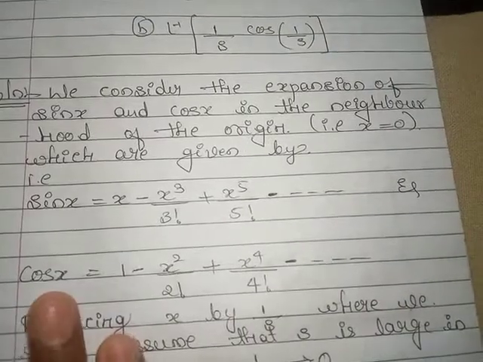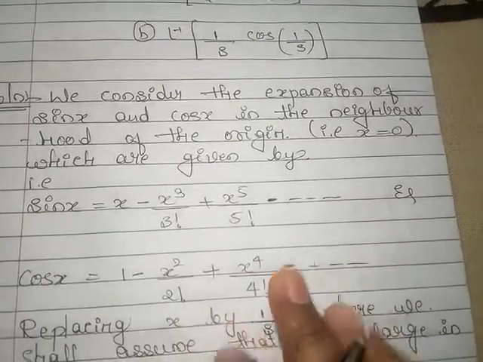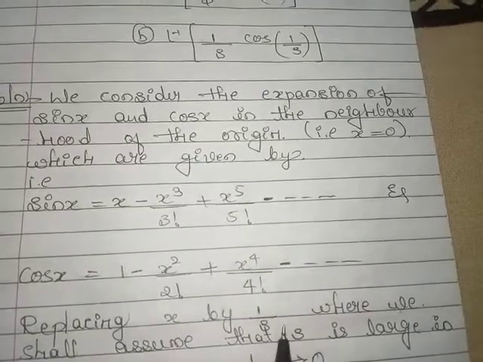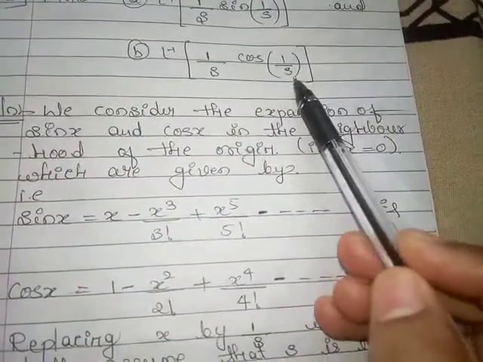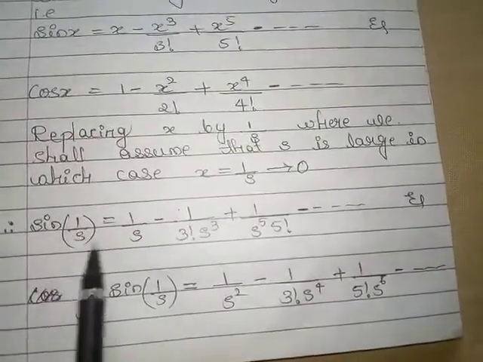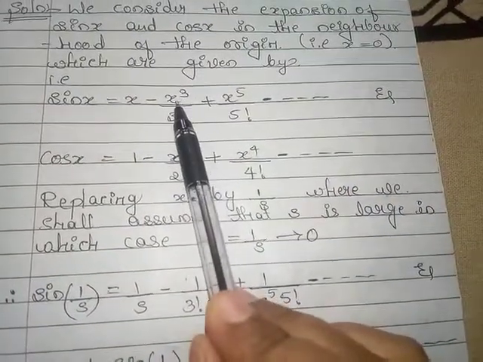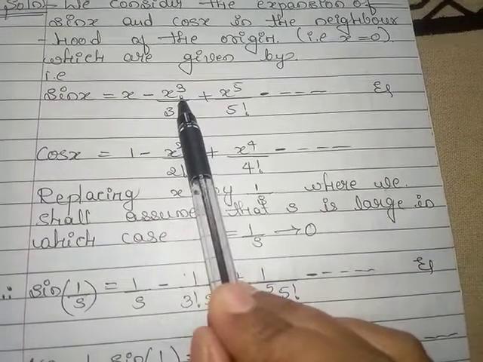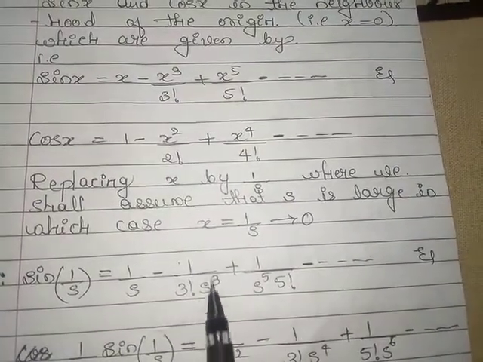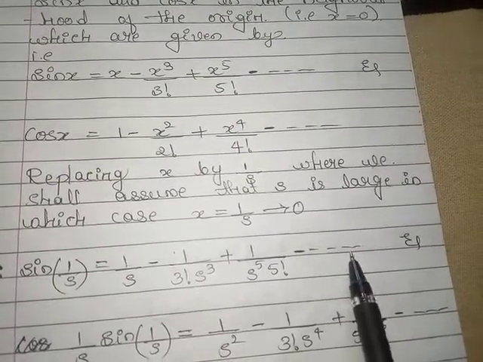The cos x expansion is cos x = 1 - x^2/2! + x^4/4! - and so on. Replacing x by 1/s, because here our x value is 1/s, we get sin(1/s) = 1/s - (1/s)^3/3!, which can be written as 1/(3! s^3), similarly 1/(5! s^5) - and so on.